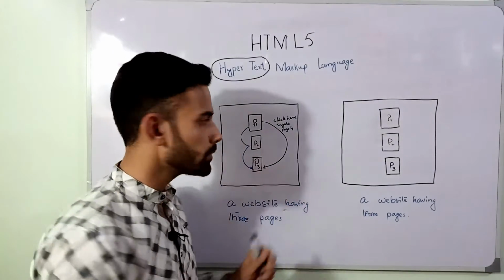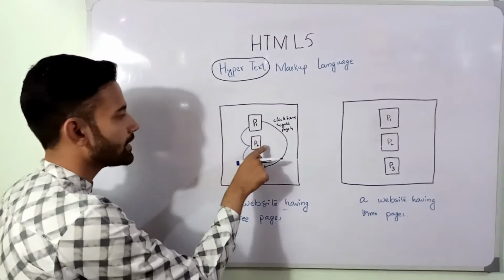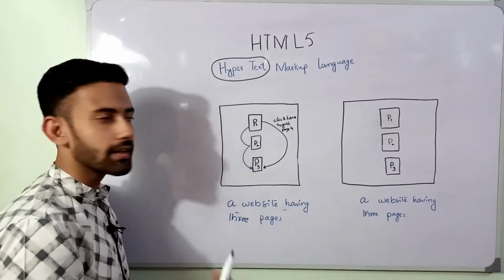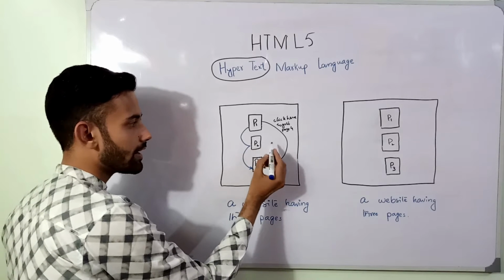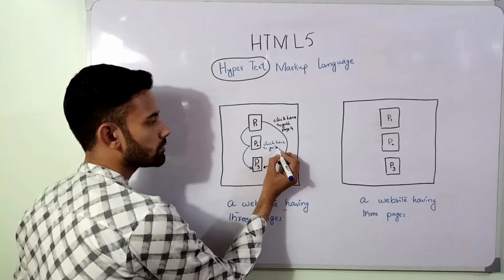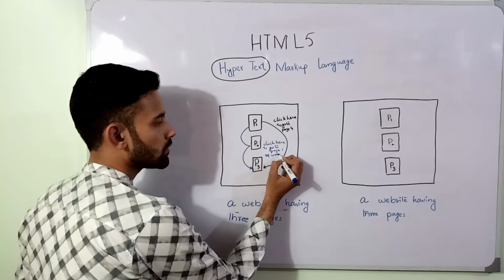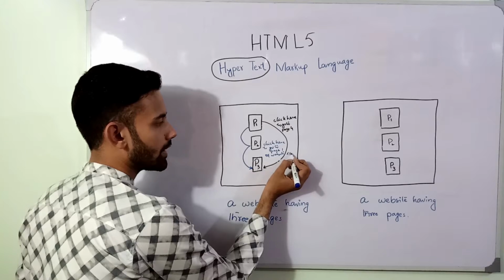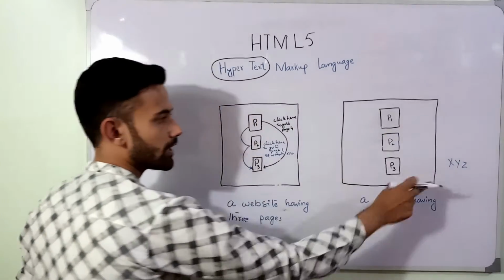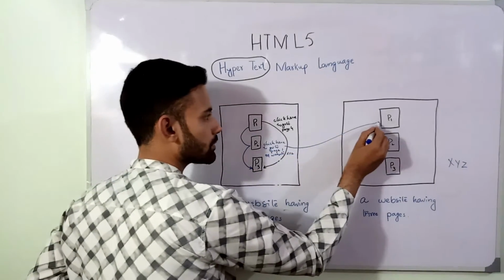Let's see a broader view. Here I have taken two websites. Like these are any website on the internet. From page number 2 of this website, I want to go to page number 1 of this website. How can I go? I can directly write here, like click here to go to page 1 of website XYZ. Let's assume that this website name is XYZ, and this is the first page of that website. So once I click on this thing, it will take me to this page.